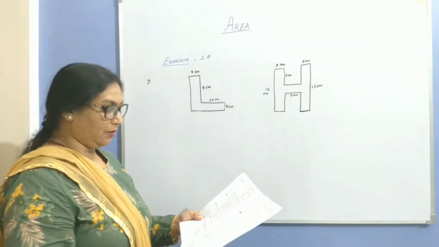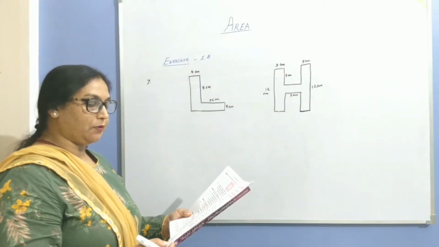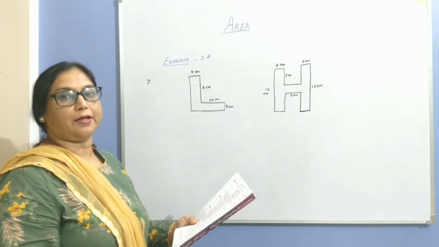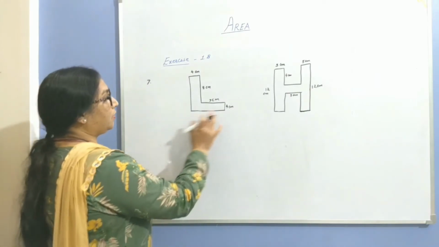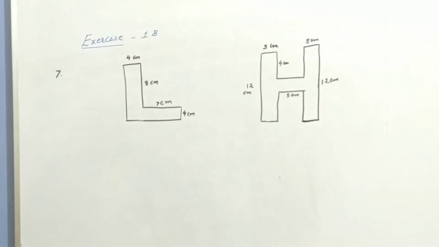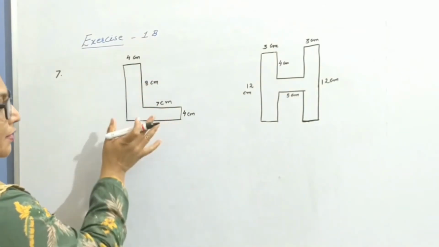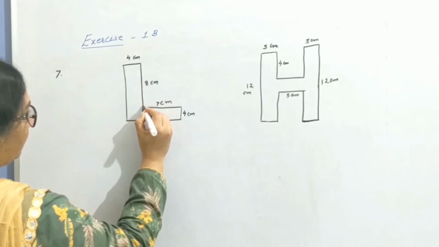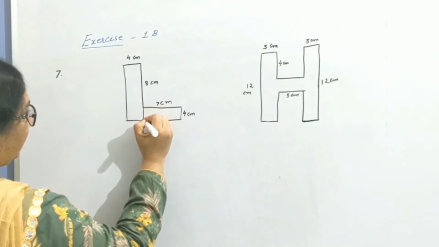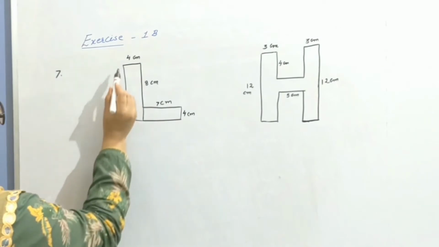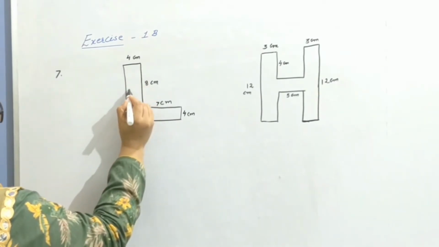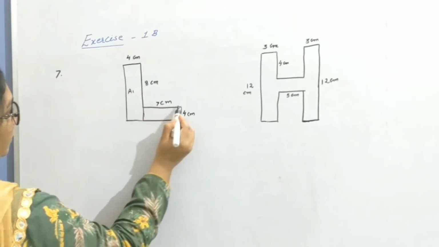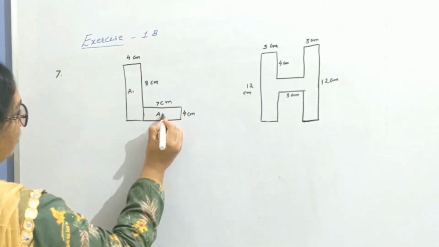Question number 7, children. Find the area enclosed by each of the following figures in which each pair of consecutive sides are at right angles. So I have drawn the two shapes. So let's calculate. To find the area enclosed by this, let us divide them into rectangles. Let's divide this into two rectangles. If I draw a straight line, then in that case we have two rectangles. This is the first rectangle. Let us take this as area 1 and the area enclosed by this rectangle be area 2.